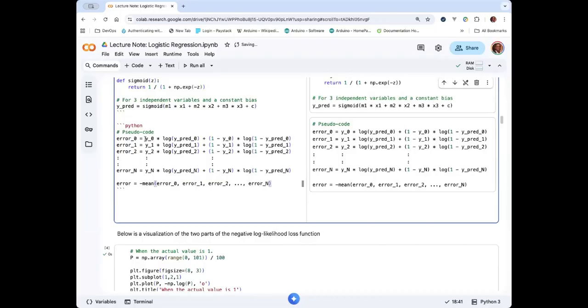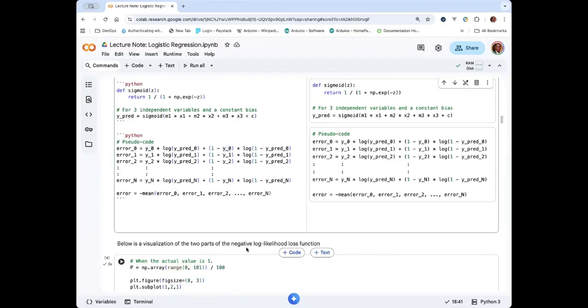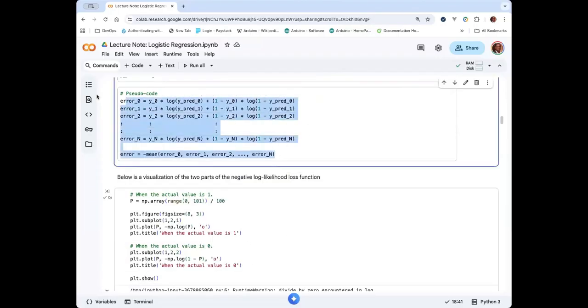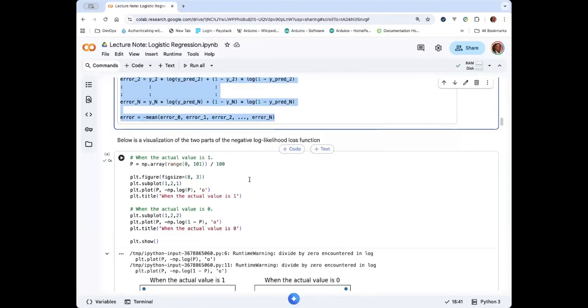Each of the errors actually has a sign as well. Okay, so this is just the way of writing it in code.